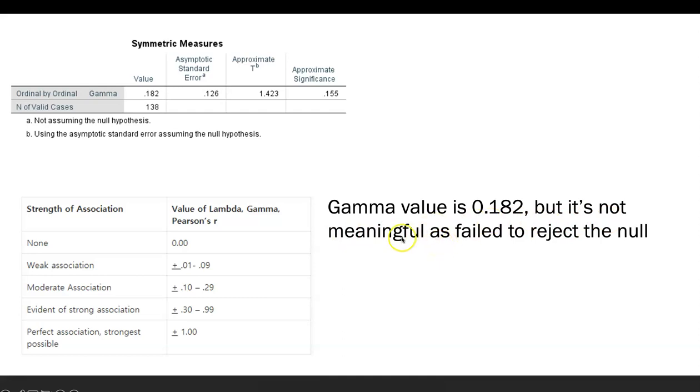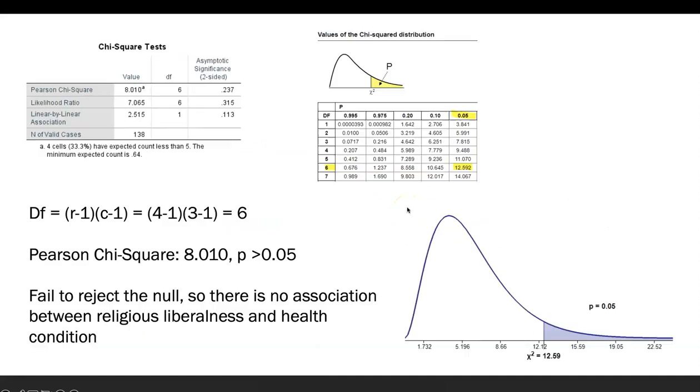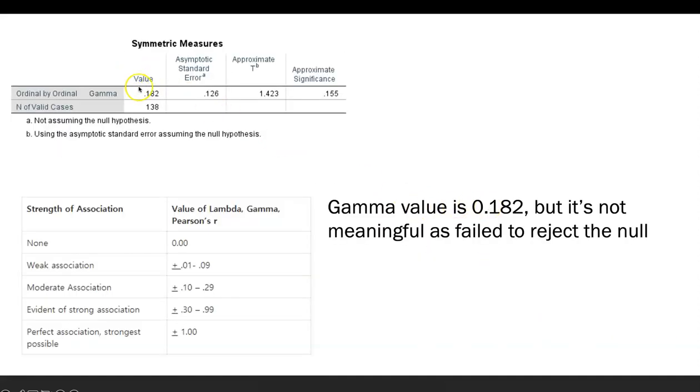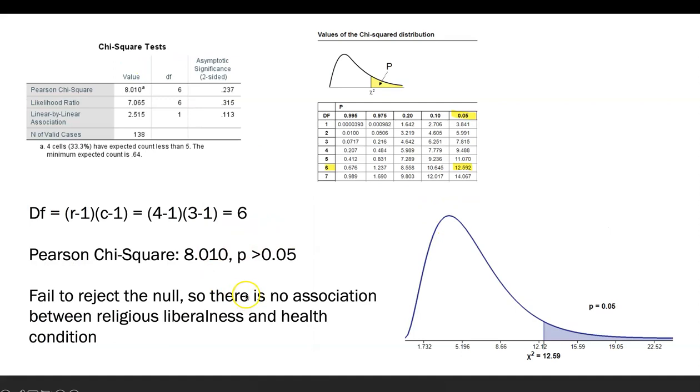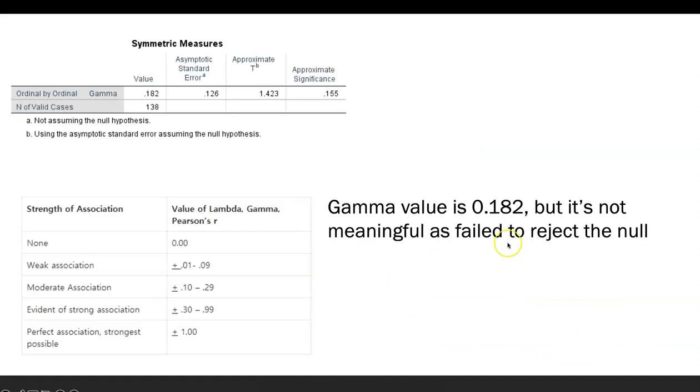because, okay, again, this is very important. Even though there is some relationship in this gamma value, we already argued that there is no association. So when there is no association, measuring the strength of the association is not very meaningful. So that's why, even though the gamma value is 0.182, we don't need to even measure the strength of the relationship because we already argued that there is no association.